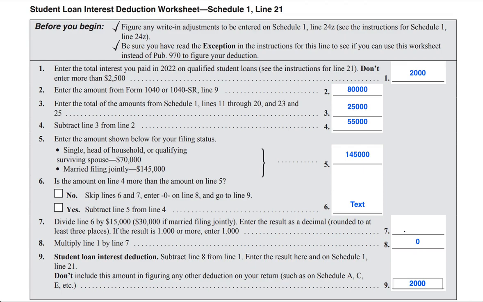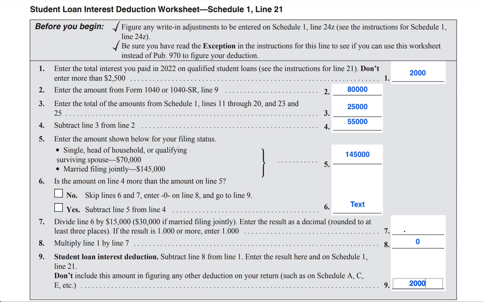We'll be going over the student loan interest deduction worksheet, which you can find in the instructions for IRS Schedule 1, specifically line 21. Now, before you start completing this worksheet, you should check to make sure that you are eligible to take student loan interest as an above-the-line deduction.